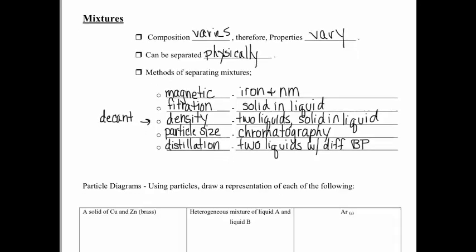All right, now drawing particle diagrams for mixtures. If we have copper and zinc and brass, this is an alloy. And if you recall, alloys need to be homogeneous. So I'm going to show my two different particles of copper and zinc, and they don't necessarily have to be equal in proportion, but they need to have the same proportion throughout.